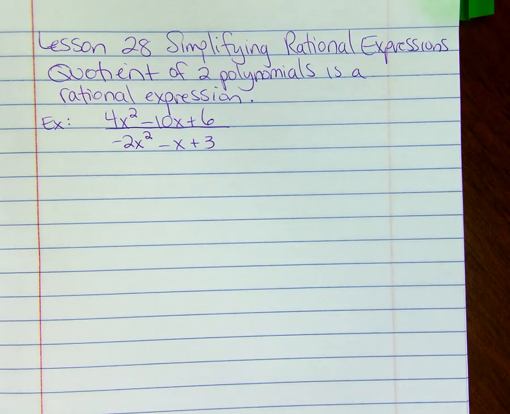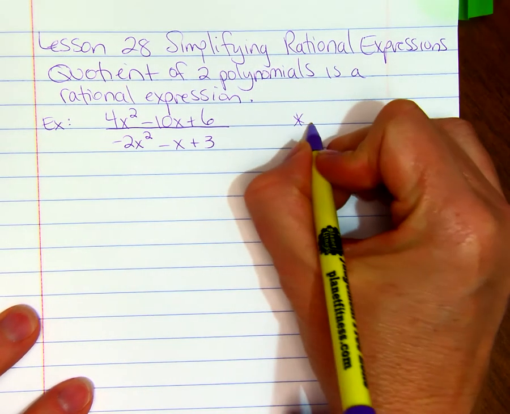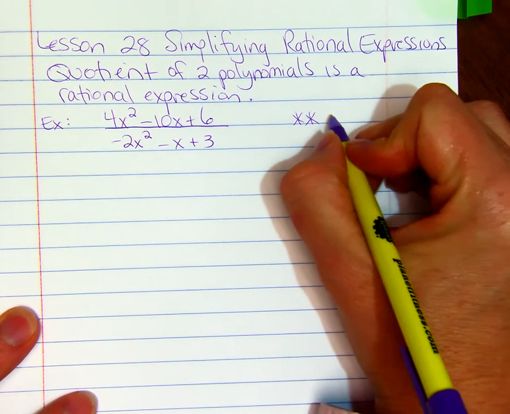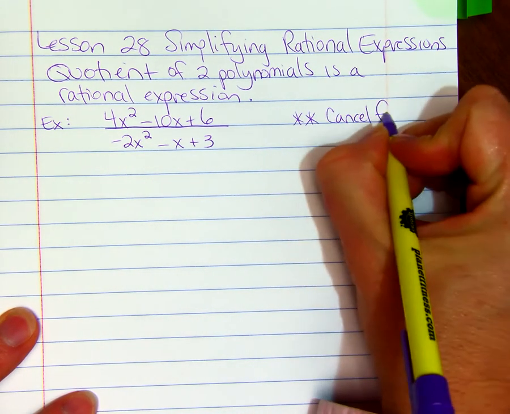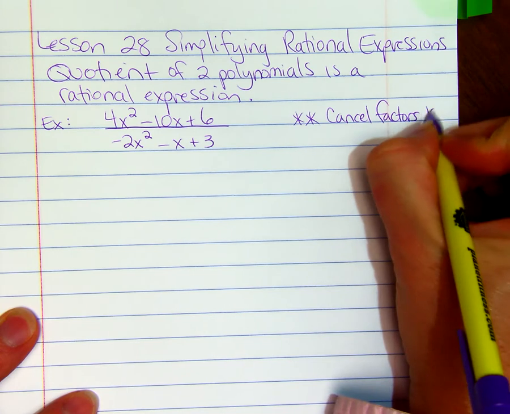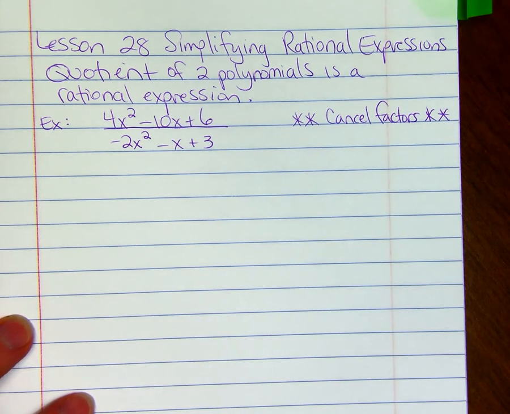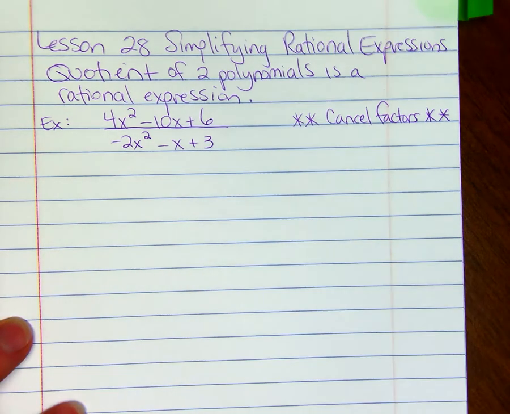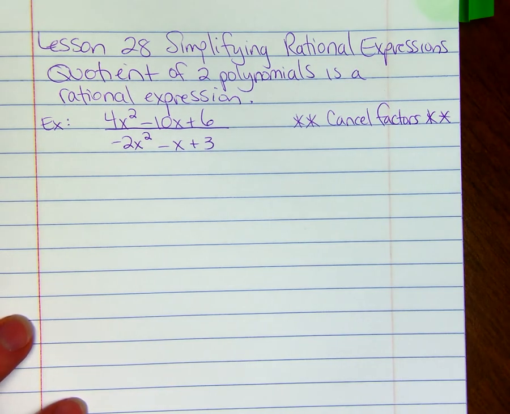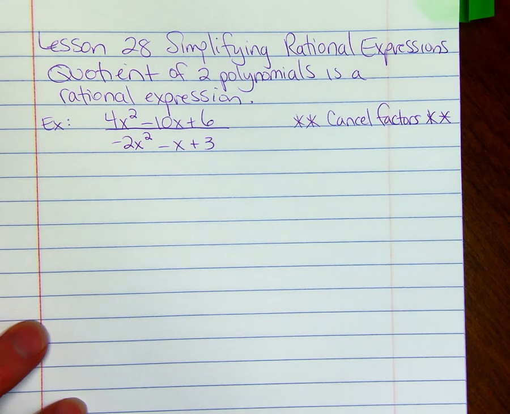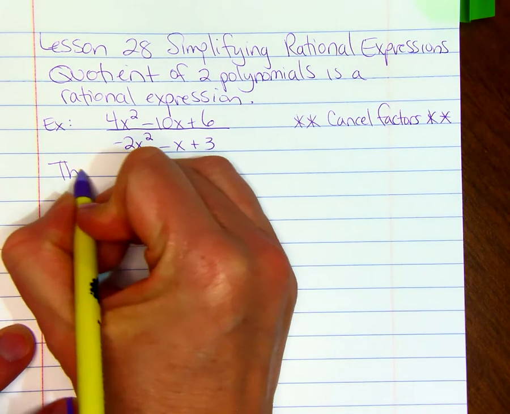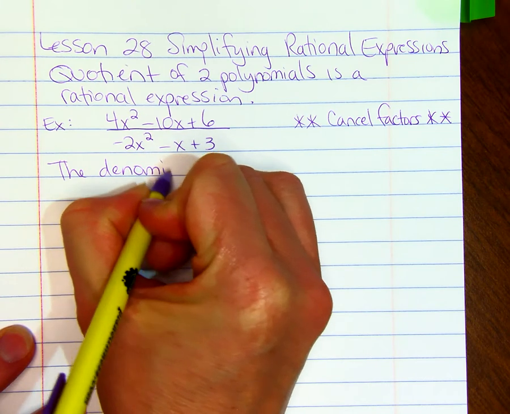Whenever you're given a rational expression and asked to simplify, there's a couple of things you want to do. You have to remember to cancel factors, and only factors. Don't cancel addends or subtrahends or minuends. They have to be factors, which means you've got to factor both of the polynomials. Another thing to remember is the denominator cannot equal 0.